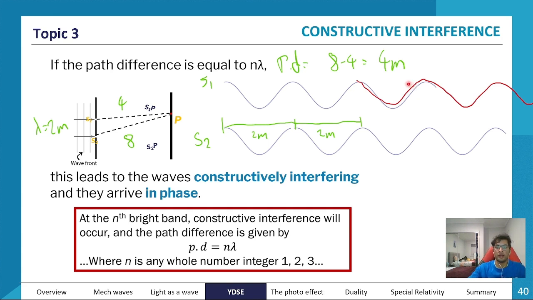Essentially, you end up with this formula: path difference is equal to n times wavelength. So if the path difference is a whole number multiple of the wavelength, you're going to get constructive interference. In this case, we had a path difference of 4 and a wavelength of 2, which gives us an n value of 2. Because n is a whole number, we're going to get constructive interference. Cool, hopefully that's making sense. If you have any questions so far, put them down.